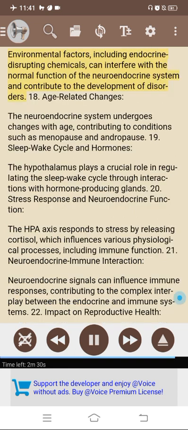17. Environmental influences. Environmental factors, including endocrine disrupting chemicals, can interfere with the normal function of the neuroendocrine system and contribute to the development of disorders. 18. Age-related changes. The neuroendocrine system undergoes changes with age, contributing to conditions such as menopause and andropause.